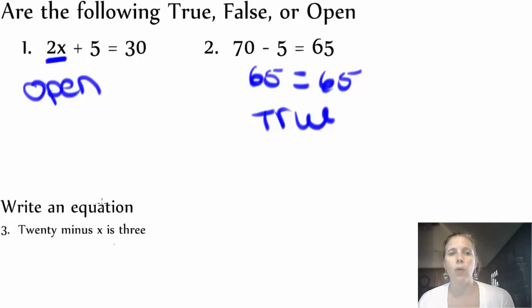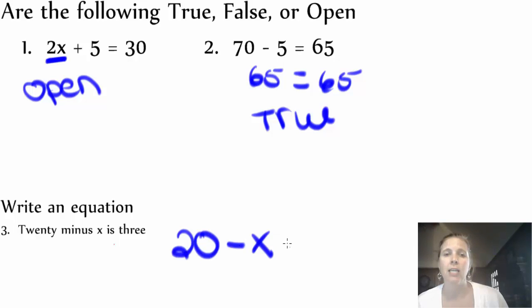Moving on, write an equation. 20 minus x is 3. So before where we would write expressions, now we're writing equations. So 20 minus x is, it might say equals, but if it says is, that's also equals 3. That's it, you're done. We're not solving them yet. That's all you do on that one.